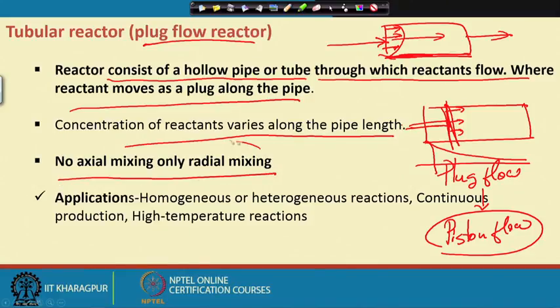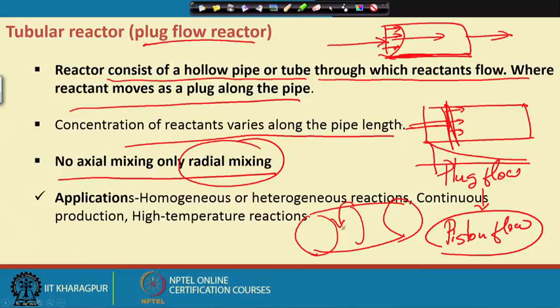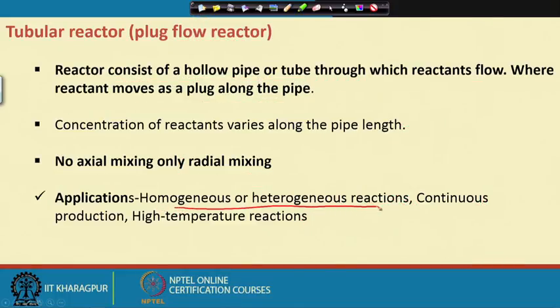Now, the concentration of reactant varies along the pipeline. So, if you plot the concentration, you will find it keeps on changing with respect to distance. There is no axial mixing, but only radial mixing. What do you mean by radial mixing? I told you this is the tube. The liquid can have radial mixing, in a circular direction, not in the axial direction. Axial mixing is not permissible, but radial mixing is permissible. It is used for homogeneous and heterogeneous reactions, continuous production and high temperature reactions.